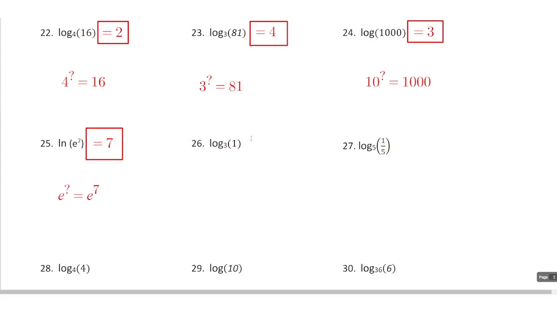Log base 3 of 1 is asking the question 3 to what power is 1? And, well, not just 3, but anything raised to the 0th power is 1. So this has got to equal 0.